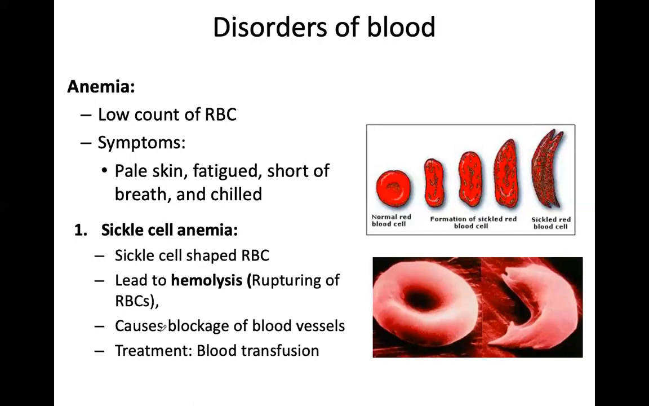Now, the crescent shape of your red blood cells also makes them less flexible, so they can cause blockage of the blood vessels. It can actually cause pain in the joints where there is a curvature in your blood vessels. And the best treatment as of right now is for these individuals to receive continuous blood transfusions to replace the number of cells that are hemolyzed as a result of sickle cell anemia.